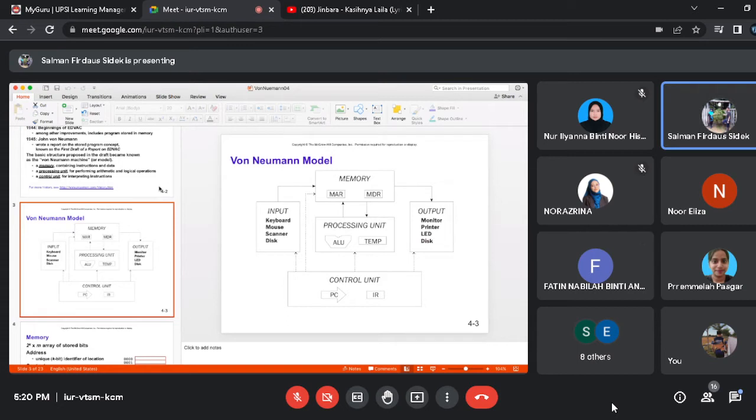Dah 75,000 kan. ALU, yes. Okay, good. 75,000, ajar aku. That is the purpose of sending data, or loading pun boleh juga. Kita guna perkataan loading. We use the word loading. That is the purpose of loading the data from memory to CPU, which we want to process actually the data.